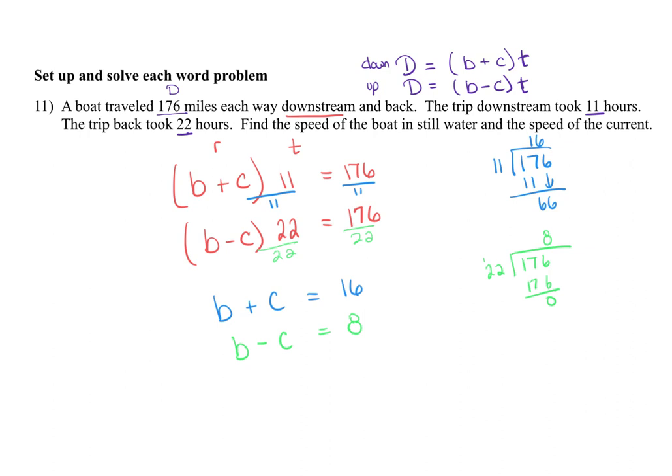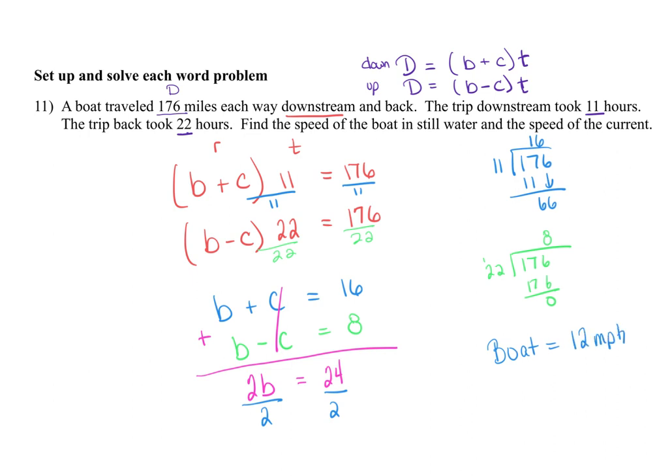Now this is set up perfectly for an elimination. If I just add these, my C's will cancel. And so I have B plus B is 2B. C and negative C will cancel. And 16 plus 8 is 24. To solve for how fast my boat is going, divide both sides by that 2, and my boat is going 12 miles per hour.